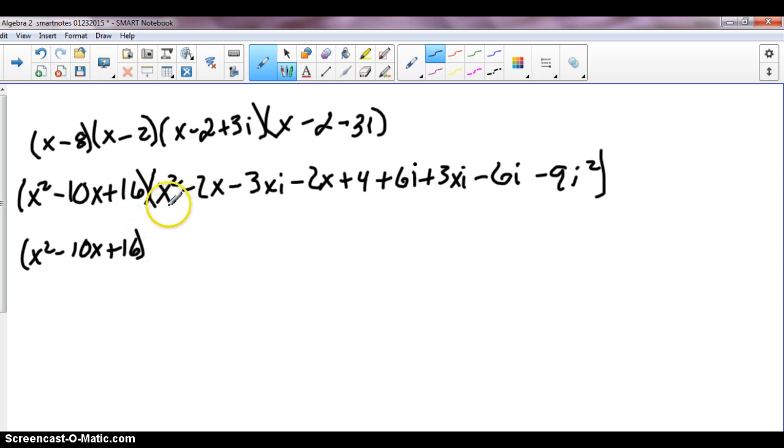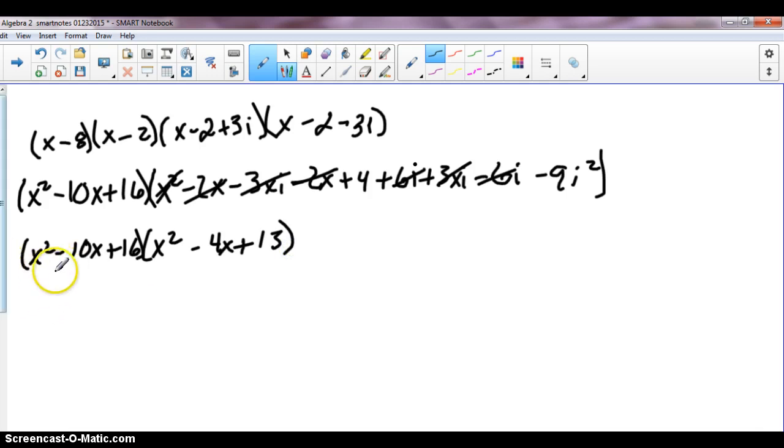And start combining some like terms. X squared, can't combine anything there. Negative 2x and negative 2x, that combines to negative 4x. So the x squared is taken care of, and the negative 2x's. 3xi and positive 3xi cancel out. Negative 6i and 6i cancel out. So now you're left with 4. This is negative 1 times negative 9 is going to be plus 9. So 4 plus 9 is going to be 13.